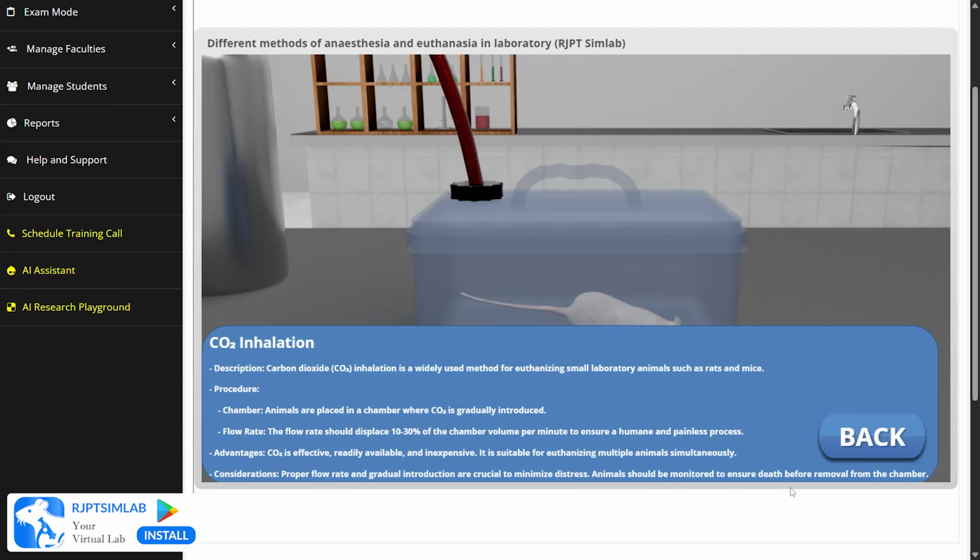The statement says that the proper flow of the gas and its gradual introduction inside the chamber is very crucial to minimize the distress of the animal. And the animal should be monitored before being removed from the chamber, which means we have to monitor the animal's reflexes or the heart rate to ensure the death of the animal before removing it from the chamber.